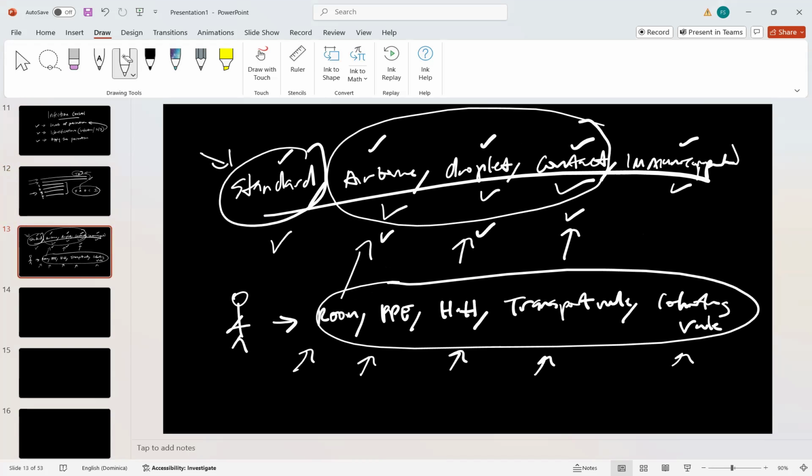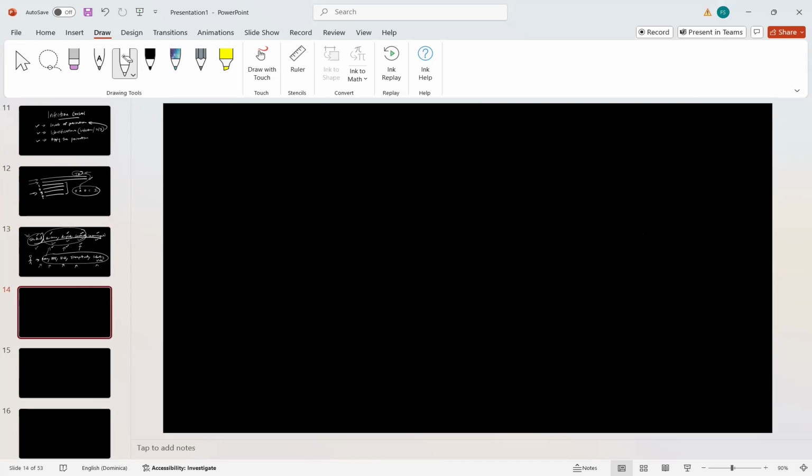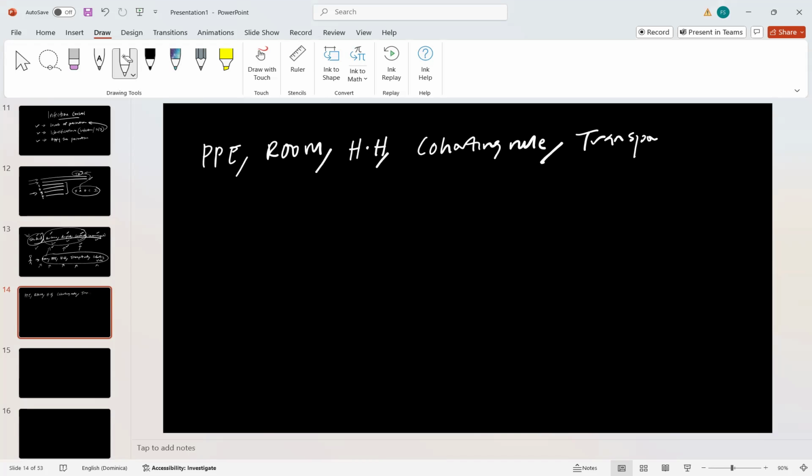Right. So let's evaluate this to see what you know and what you don't know. I'm going to rewrite this again in this format. So let me start with the PPE, followed by the room, followed by hand hygiene, followed by cohorting rule, followed by transport rule. Now, let's start with airborne.